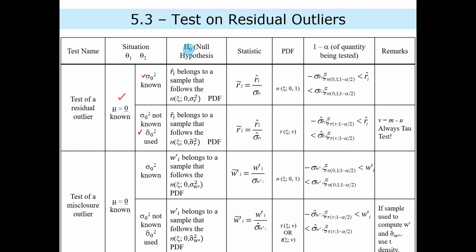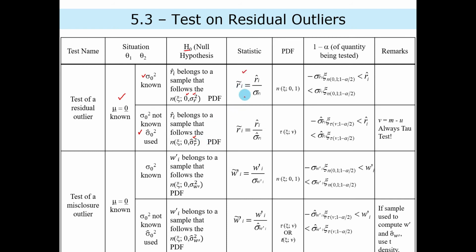What is the null hypothesis? Null hypothesis is that the residual is normal with 0 mean, because residuals should be equal to 0, and with the standard deviation that is given by the covariance matrix of the residuals. If we are in the case when a posteriori variance factor is used, we are using the scaled covariance matrix of the residuals.